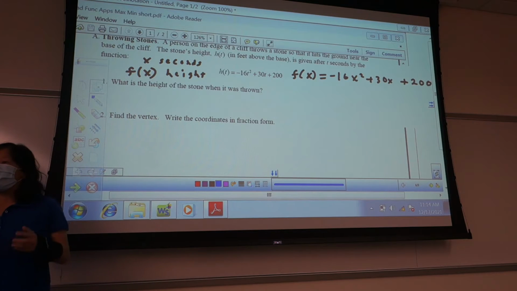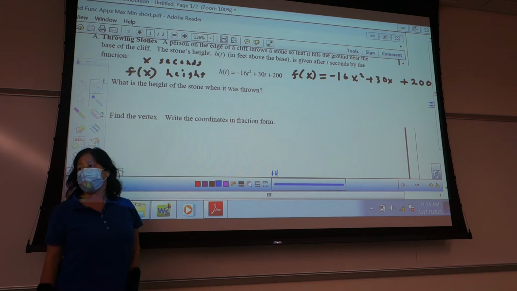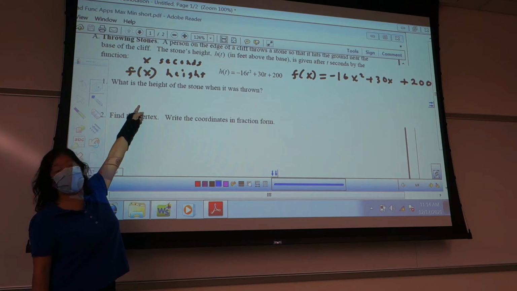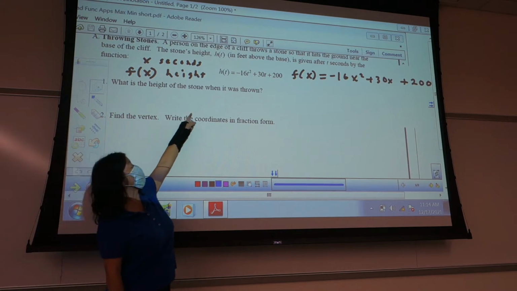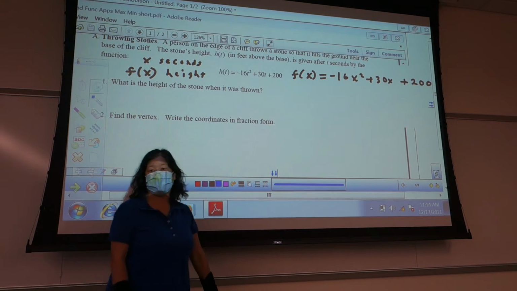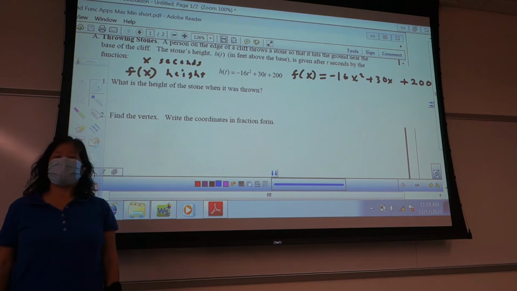F of x is my x or my y? Y. So my f of x is my height. That's y. My y is my height. So what is the height? What's y when it was thrown? So when it was thrown, is that feet or time or seconds?